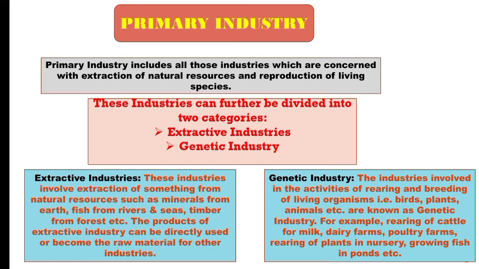Now if we talk about the second category, which is genetic industry, these are the industries involved in the activity of rearing and breeding of living organisms, that is birds, plants, animals, etc., and it is known as genetic industry. For example, rearing of cattle for milk, dairy farms, poultry farms, rearing of plants in nursery, growing fish in ponds, etc. These are some examples of genetic industry. All these activities are performed in genetic industry.